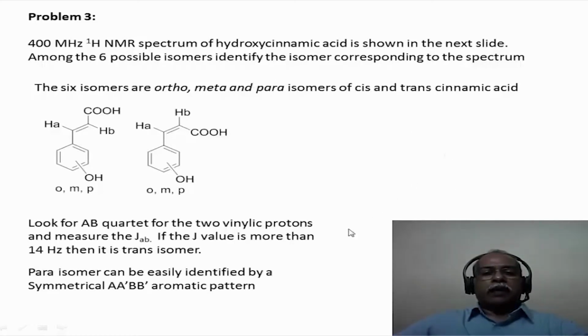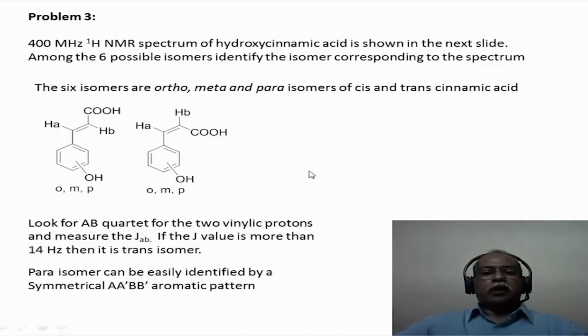Now if it is a para isomer, we have to look for these 2 hydrogens which are an AB kind of system. We have to look at the NMR spectrum and see whether we can measure the J value for the AB. If the AB is seen very clearly, and the J value is more than 14 Hz, then you can assume that it is a trans isomer. And one can also see from the NMR spectrum whether there is a symmetrical AA'BB' pattern present. If it is present, then it is definitely the para isomer. If it is absent, then we can rule out the para isomer very clearly.